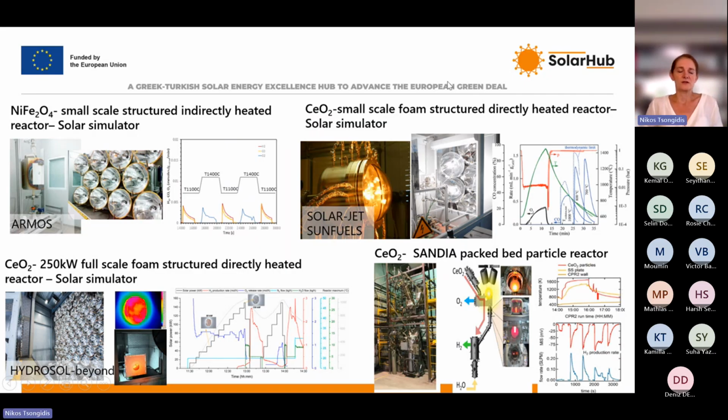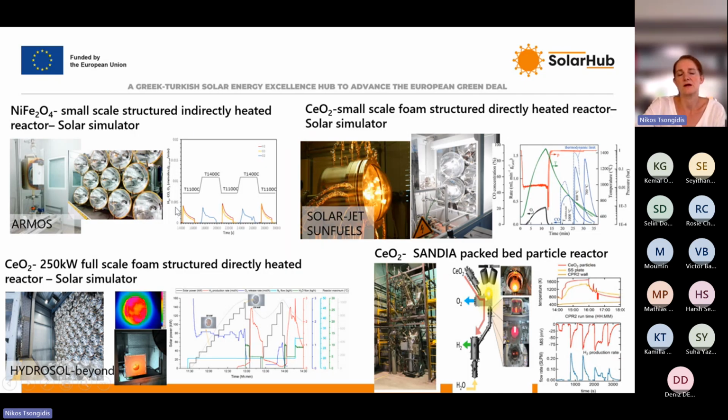So all these reactors have been tested in different laboratories worldwide. And I am showing here only some examples that have been tested either at small scale or in higher scale, pilot scale, with the aid of solar simulators.